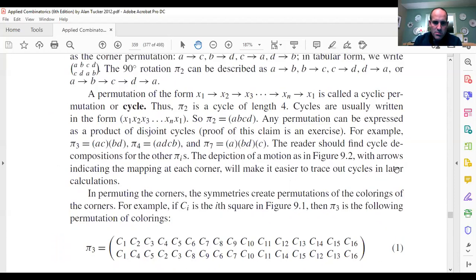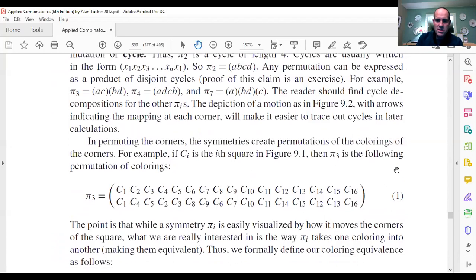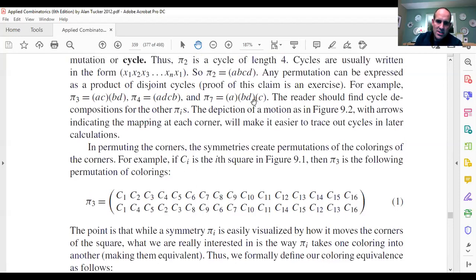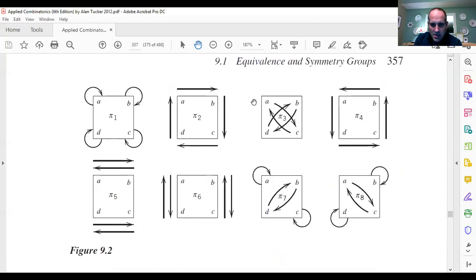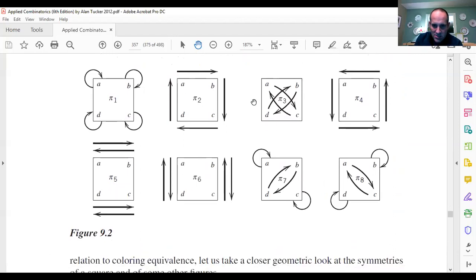All right, so here is where they started talking about cycles, and I want to go into the presentation that I've given you, just so that we can talk through some stuff. And by the way, look at this thing right here. So pi 7, what was pi 7? Pi 7 was basically reflection in the negative slope axis, I think. Let's just check real quick. Okay, pi 7 was reflection in the negative slope axis, yes.